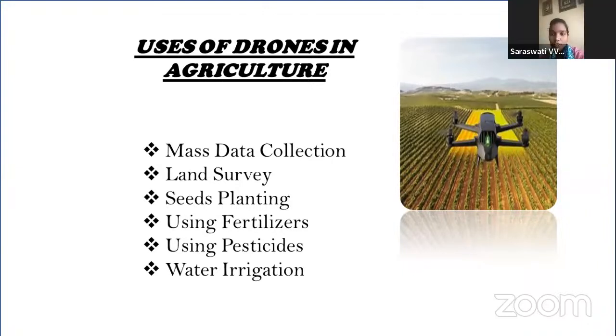Today I will explain the uses of the agriculture drone, one by one. First, I will explain mass data collection. It means it will collect data in large quantity, by which we can collect more data. By collecting the data, the users or farmers can know more about their land data related to the water system, soil and fungal infestations. And the second point, land survey. Agriculture drone does the land survey.